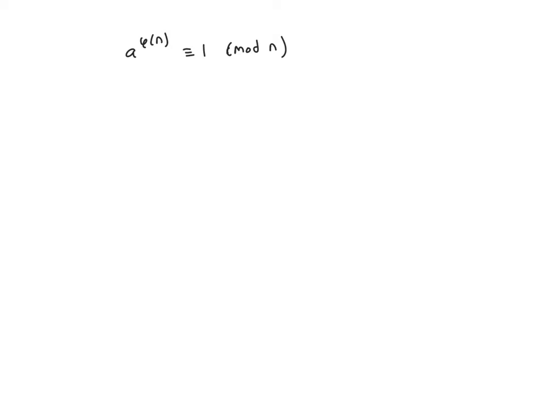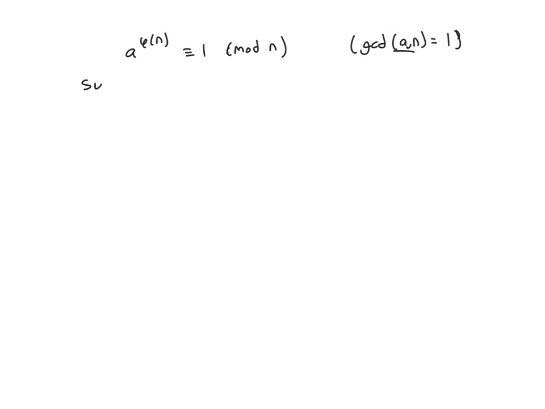So here's the thing we want to prove that's due to Euler: if you've got two integers that are coprime, relatively prime, their greatest common divisor is 1, then a to the phi of n power, when you divide by n, you're going to get a remainder of 1. So how do we prove this? Well, let's take a look at this number.